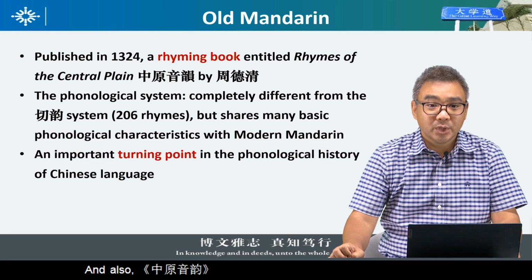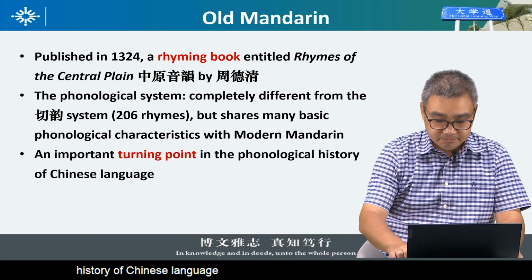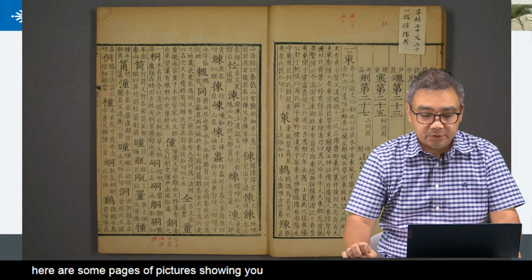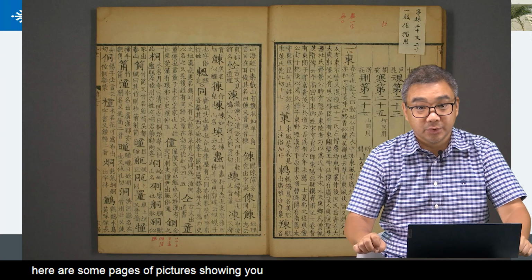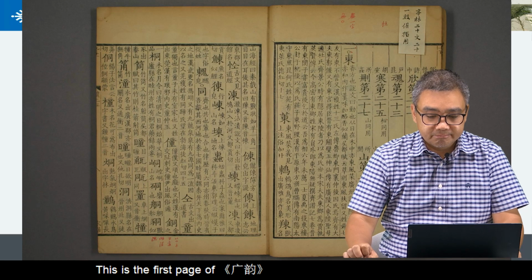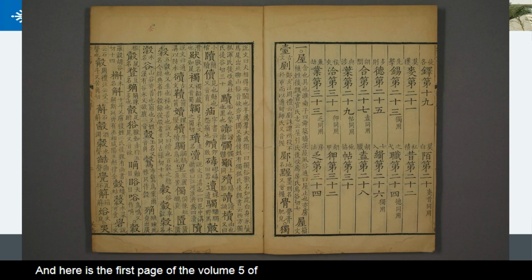And also, 中原音韵 is a very important turning point in the phonological history of the Chinese language. This is the reason I need to focus on it. Okay, here are some pictures showing you the Qieyun or Guangyun. This is the first page of the Guangyun. You can notice that we mentioned that last time, talking about how Guangyun shows the old phonology of Chinese.